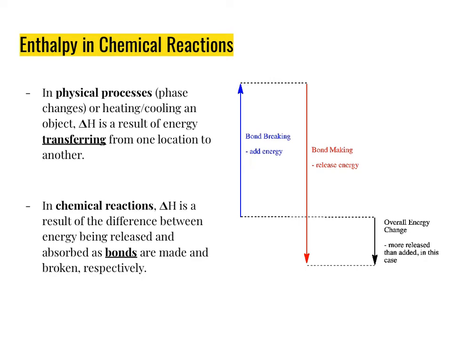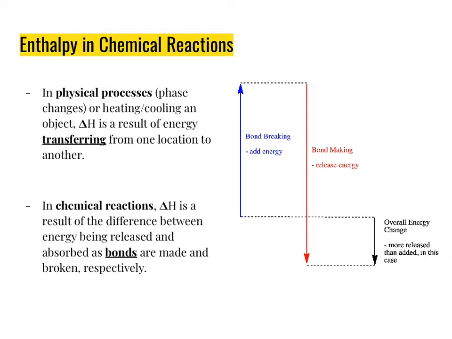As mentioned, physical processes such as phase changes, or an object gaining energy from another object through conduction or convection or radiation or whatever it may be. When we look at those and we determine the delta H, what we're really determining is how much energy transferred from one location to another. How much energy left the object, or was absorbed by the object. We're just looking for energy movement.